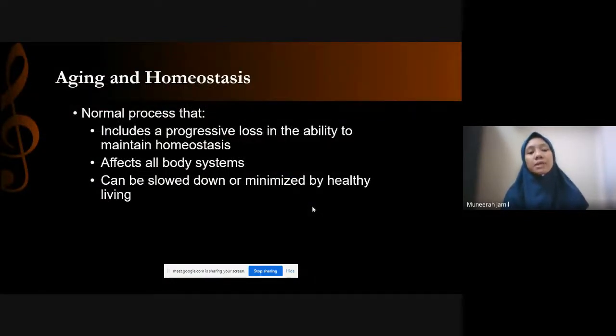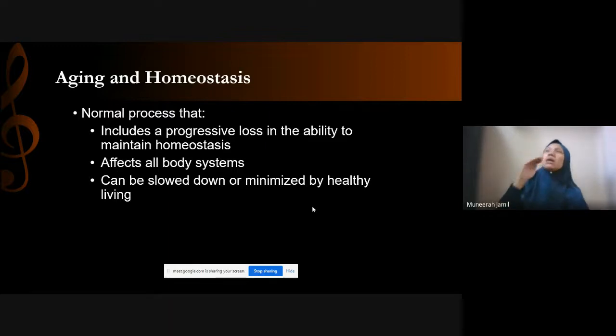So what happened actually when you become old? What happened actually when your age is increased? The normal process includes a progressive loss in the ability to maintain homeostasis. It will affect all body systems and it can be slowed down or minimized by healthy living. So basically, when you have a healthy lifestyle, you can actually minimize or slow down the progressive loss of the ability to maintain homeostasis.